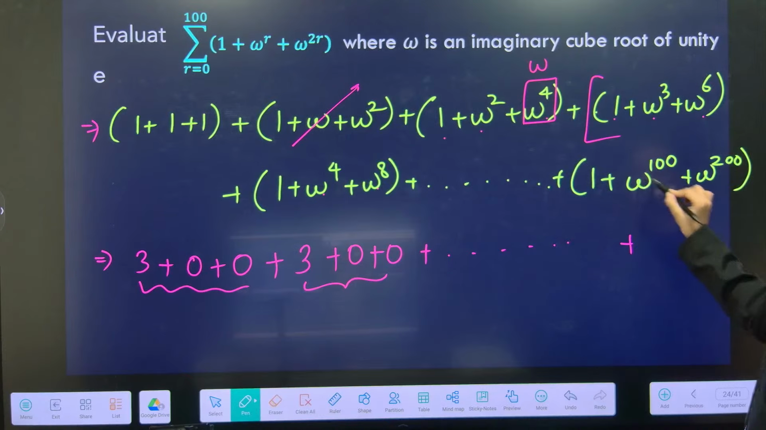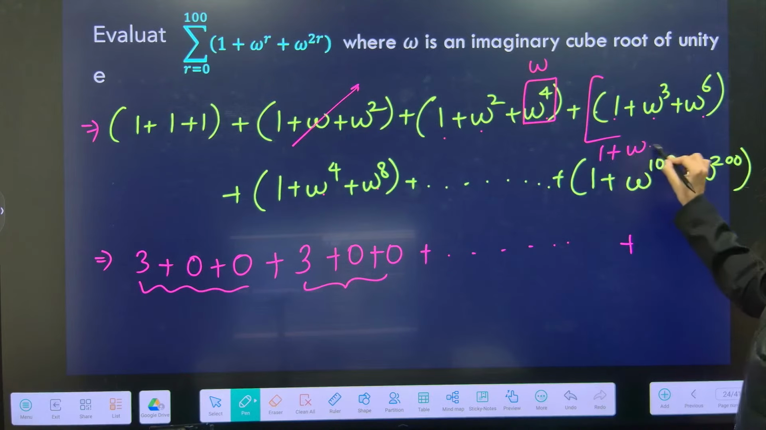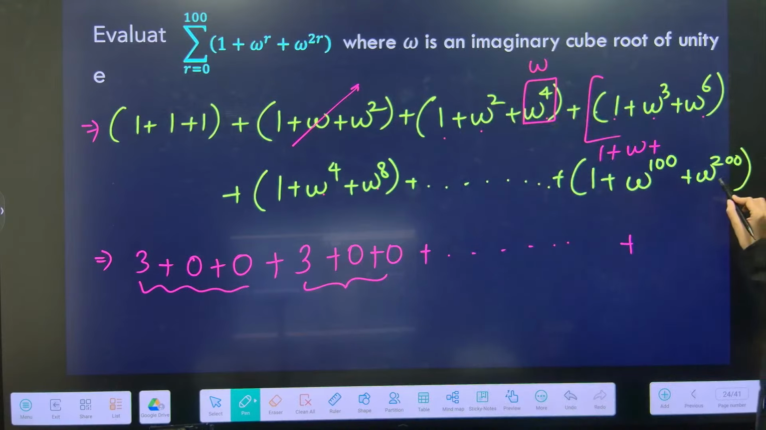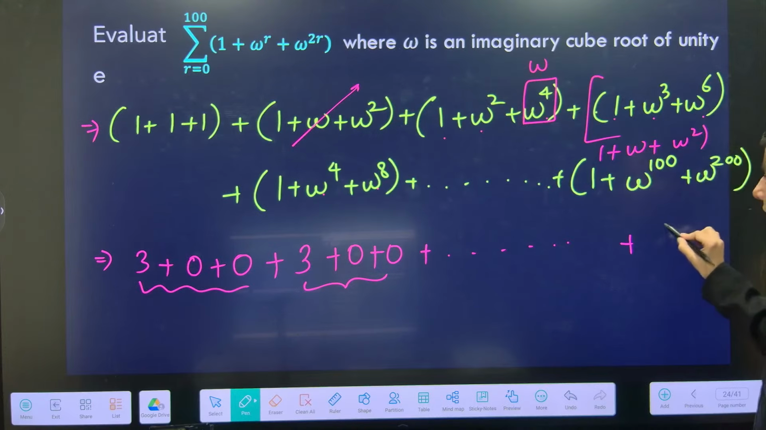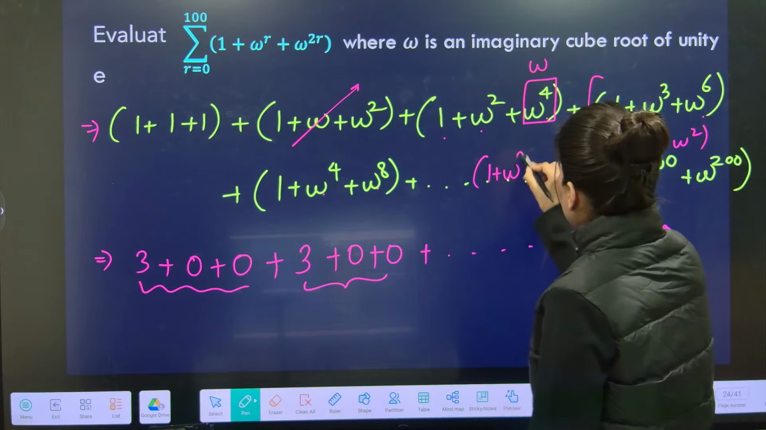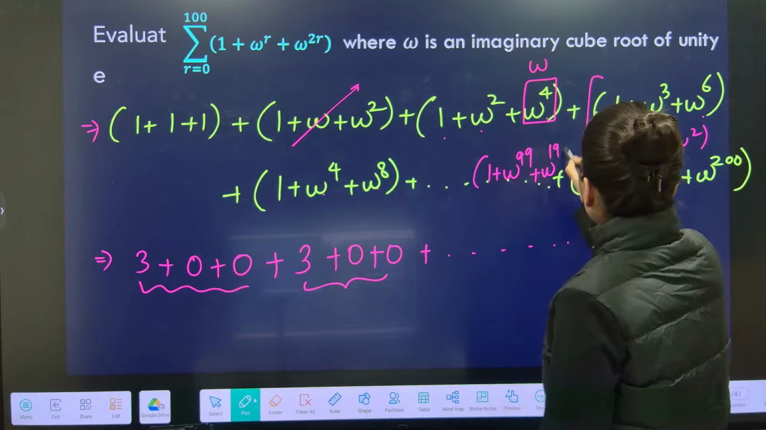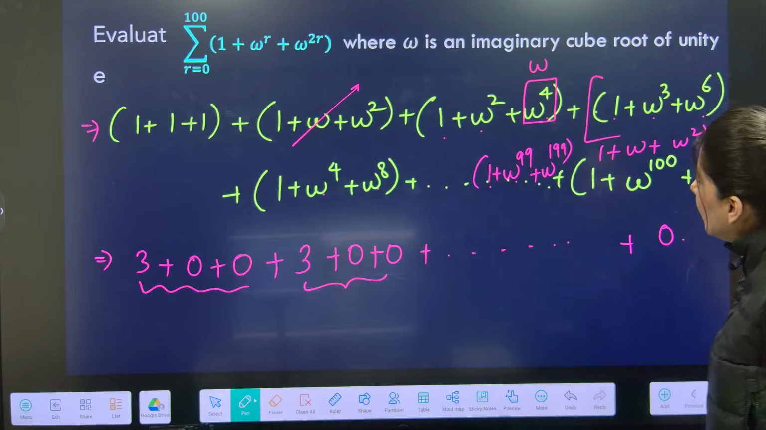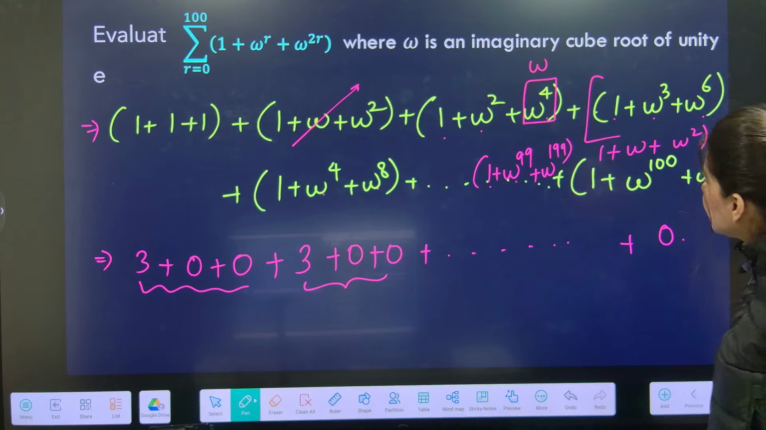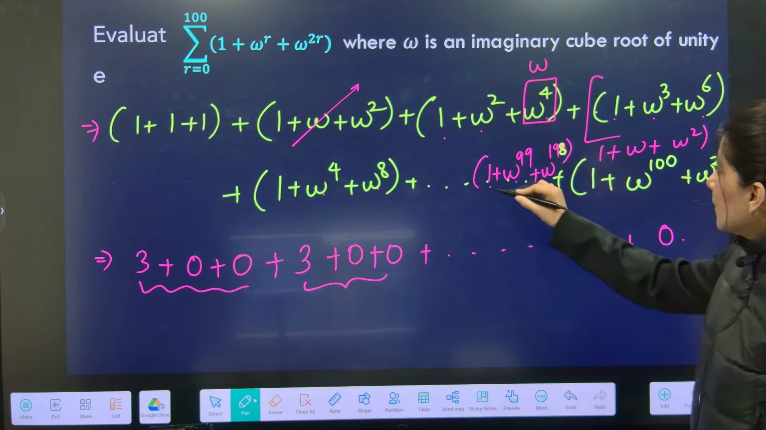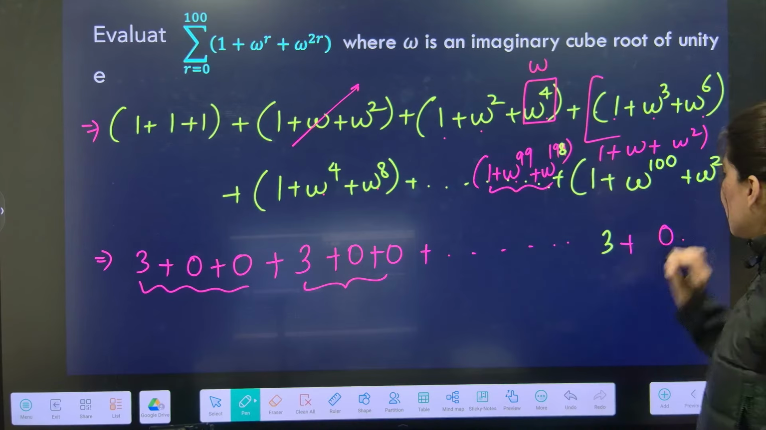Now this is omega power 99. So this is 1 plus omega plus, what about this, 198? 198 is a multiple of 3, so omega square. So it will end with 0 only. A term previous to this, let's check. 1 plus omega power 99 plus omega power 198. So this is going to be 1 plus 1 plus 1, so 3, then plus 0, yes.